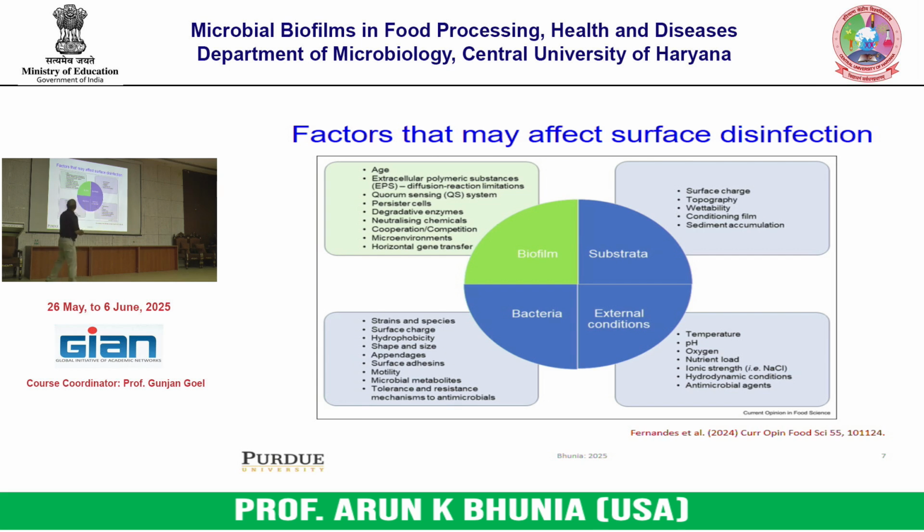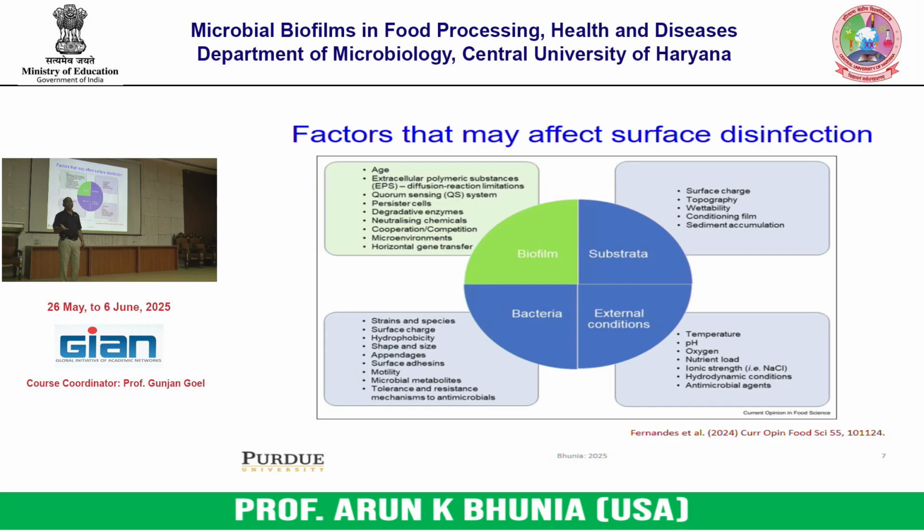So this terminology they use here, they're saying appendages. So some are expressing fimbriae, they will be more attaching, right? If they're producing flagella, they will be going and attaching themselves, right? So all of those factors contribute to the type of biofilm we are going to see. Motility, microbial metabolites, tolerance and resistance mechanism to antimicrobials, right? All of those factors are going to contribute to how strongly biofilms they are going to form and whether this disinfectant is going to work. The last part is the external conditions.